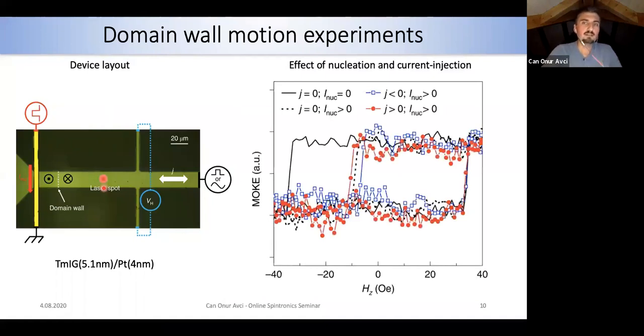Here I'm explaining the effect of nucleation and the effect of current injection. Let me go slowly because it looks a bit messy because of the overlapping data sets. The solid black line is in the absence of any nucleation and in the absence of any drive current sent through the track. That gives me a standard hysteresis with a coercivity of the order of 35.